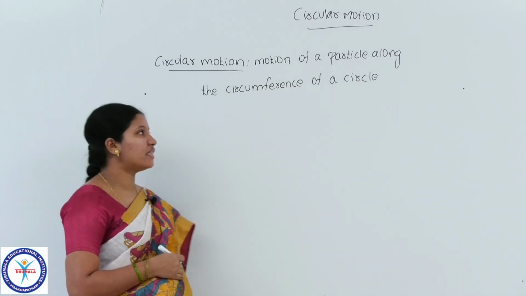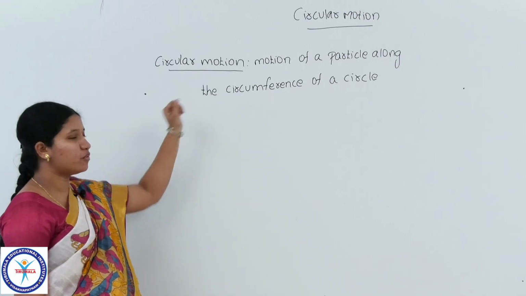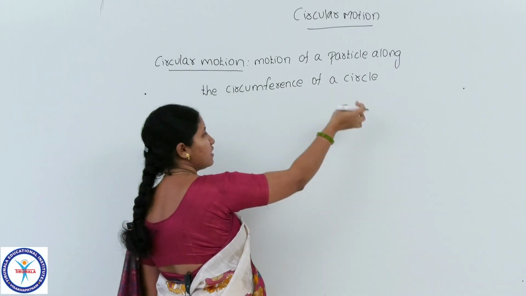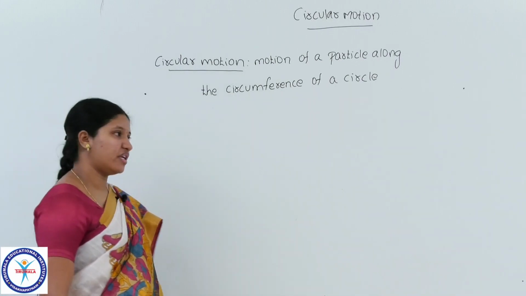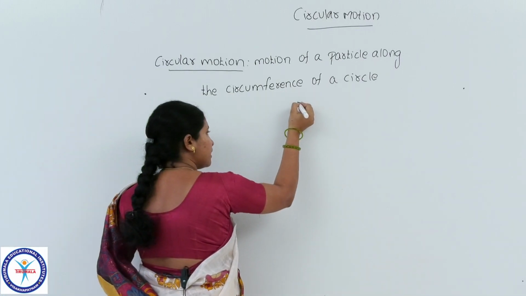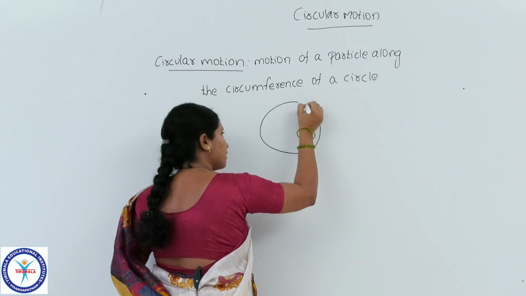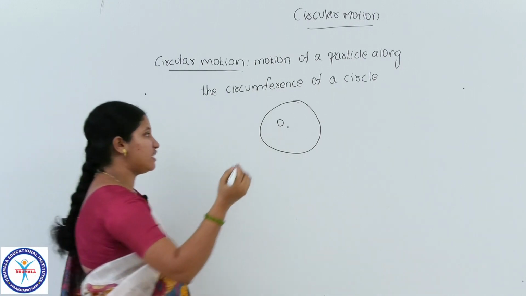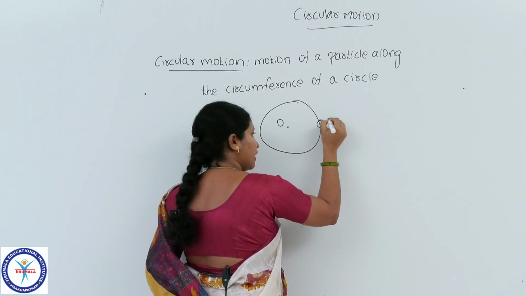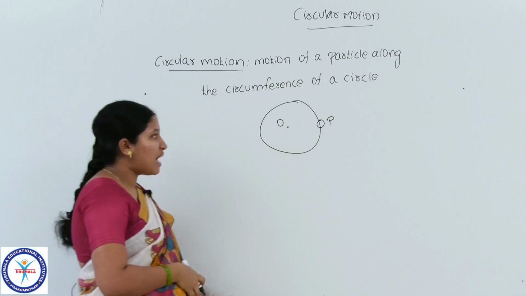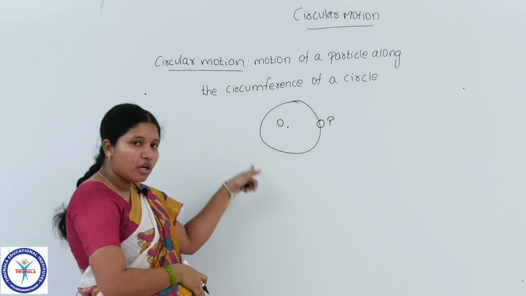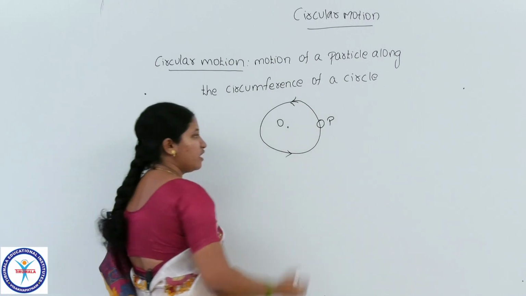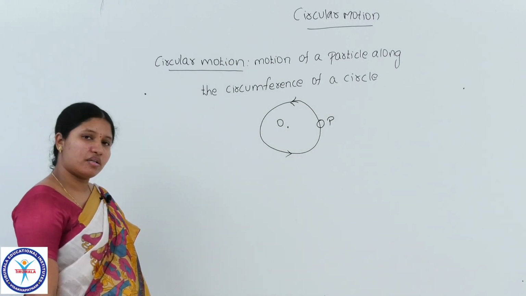First let us learn what is circular motion. Circular motion means the motion of a particle along the circumference of a circle. Let this be the circular path and O is the center of the circle. If I consider a particle P at a point, and this particle continues to move along the circumference of a circle, then the resultant motion is known as circular motion.